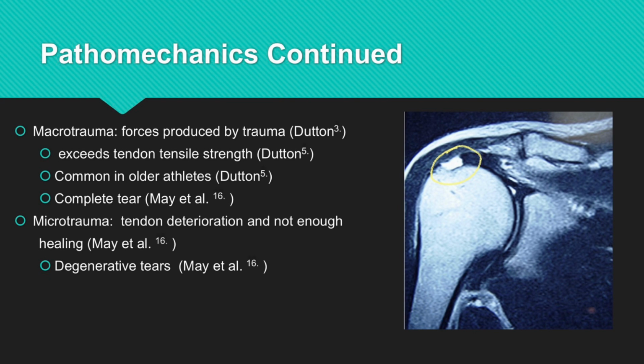You can also have macro trauma and micro trauma. Macro trauma is due to a lot of different forces from trauma, which will usually exceed the tensile load on the tendon. Usually you'll see it in the older population, and it usually leads to a complete tear of the muscle. Micro trauma is usually due to a deterioration of the tendons over time, and that leads to degenerative tears due to not having enough healing.